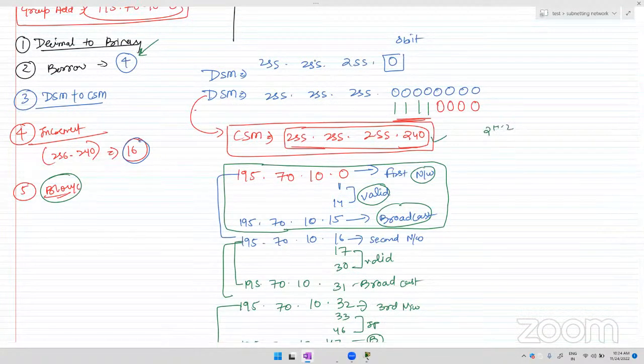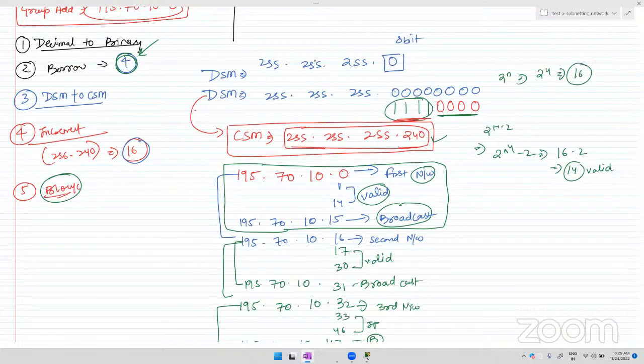2 power h minus 2. How many bits borrowed? We need to check only the off bits. Off bits are 4. So 2 power 4 minus 2, 16 minus 2. So every group gets 14 valid IPs. And if someone asks how many networks, it is 2 power n. How many bits on? 4 bits. So 2 power 4, how many networks? 16. In the network case, do we subtract? No. Only in the IP case we subtract, because the network address and broadcast address are never used by a PC. Is this clear?